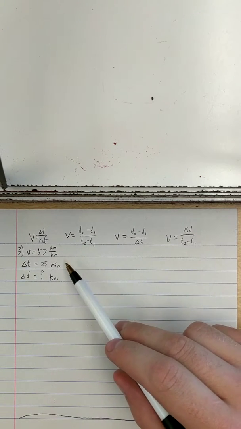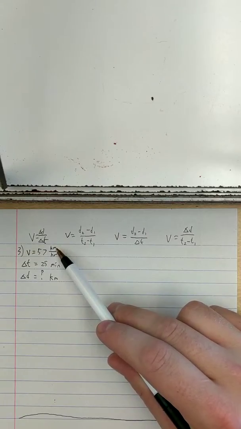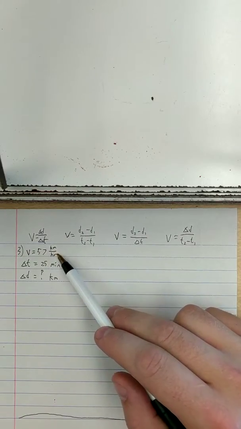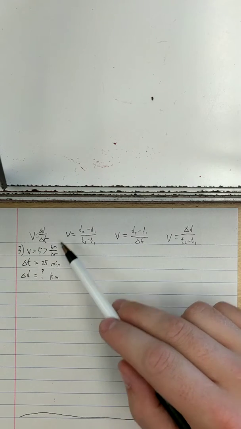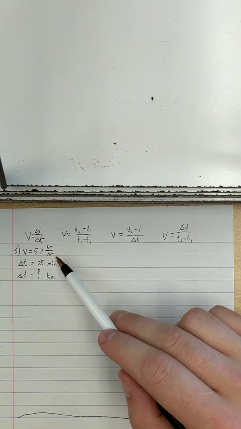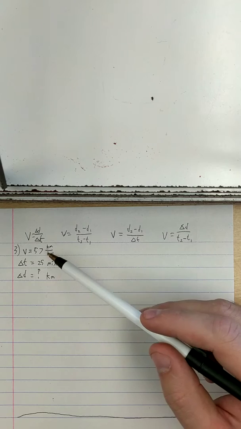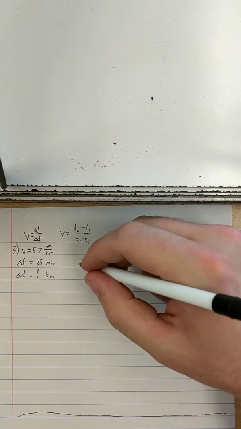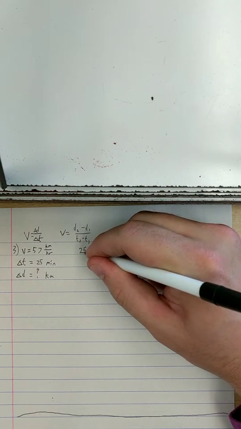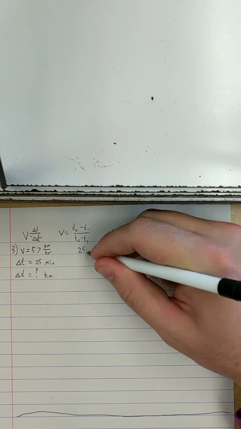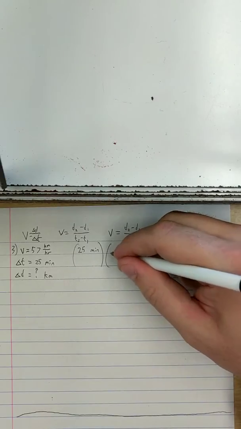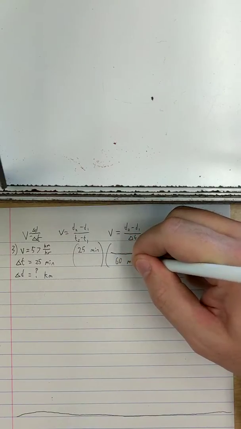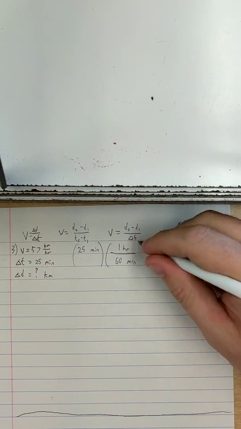The first thing I'm going to do is make sure all my units match up. So kilometers per hour, minutes, kilometers. Kilometers match, but minutes and hours don't. So I have two options. I could either change the velocity to kilometers per minute, or I could change the time to hours. Either one will give you the same answer in the end, but I'm going to change my minutes, going from 60 minutes to 1 hour.